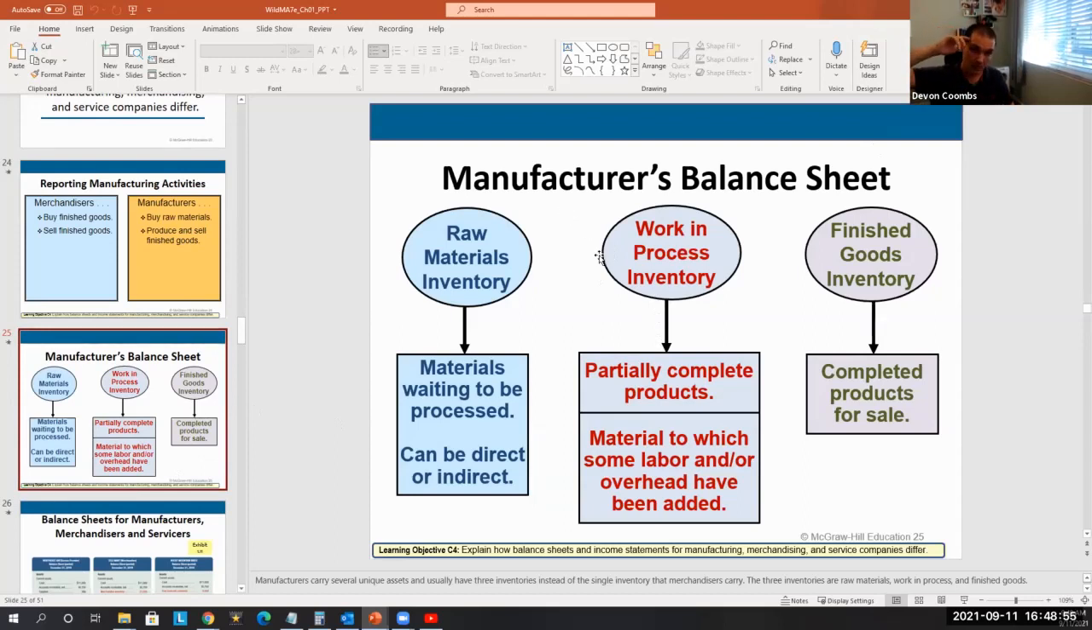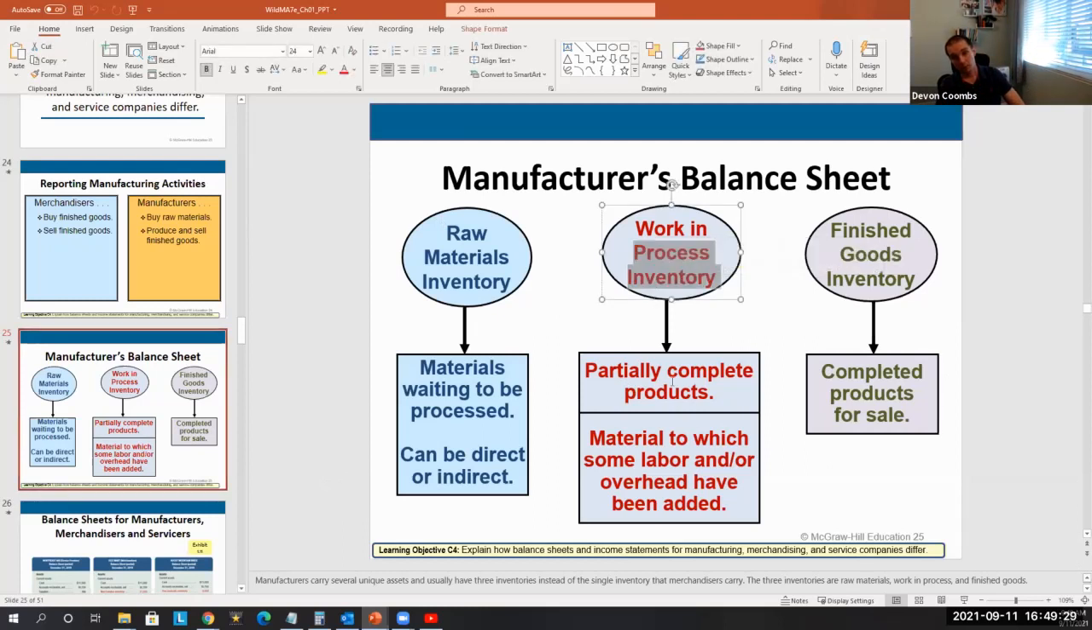It's more complex. It doesn't just have inventory. We have inventory broken out into these three concepts: raw materials, work in process, and finished goods. Another thing you have to memorize, right? So we have all our different types of costs, and then we have our different types of inventory for a manufacturer. Raw materials is stuff we have not processed yet. That includes direct and indirect materials. Direct being like ores and whatnot, and then indirect could be like a screw.